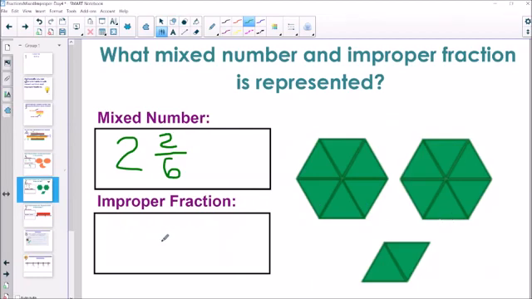Now let's write the improper fraction. So the improper fraction would be on top for the numerator. I count up how many sixths I have in my entire picture. I've got 6 here, plus another 6 is 12, 13, 14. So that's my numerator. How many pieces do I have? My denominator, what are the size of my pieces? The size of my pieces for this picture are sixths.